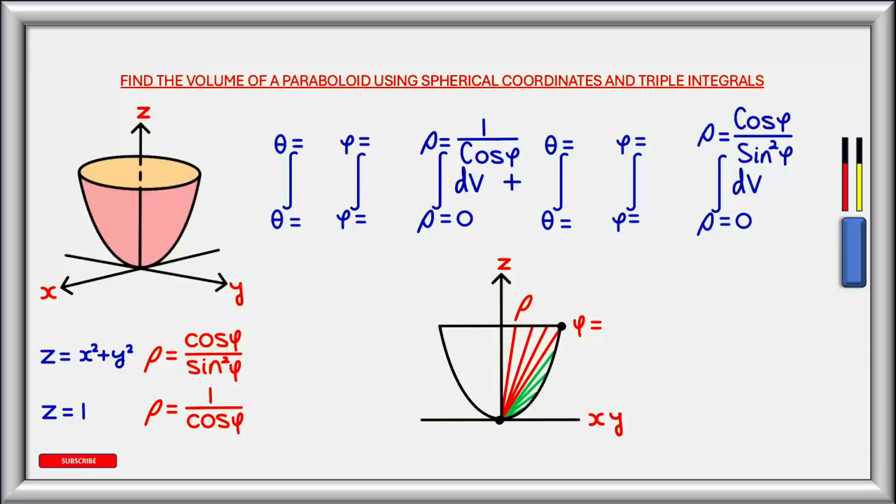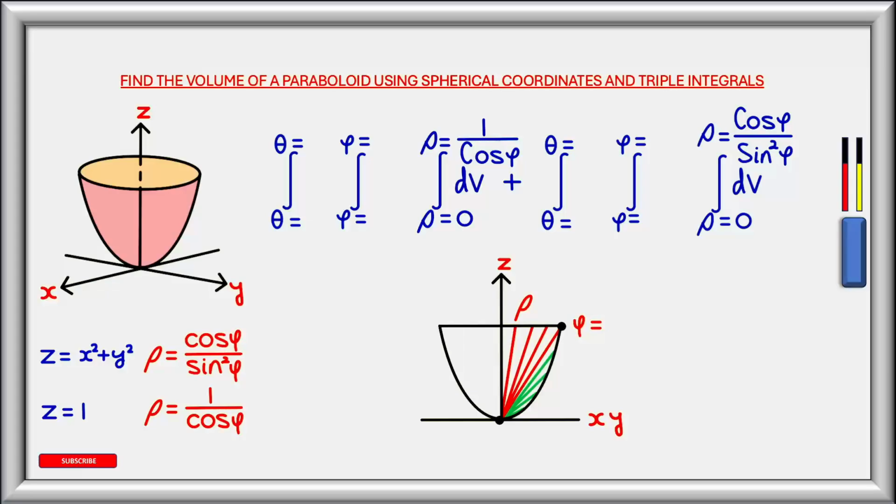Next, let's look at the limits of integration for phi. Phi is the angle measured from the positive z-axis to the line segment connecting a point in the 3D space. We know that phi must be greater than or equal to 0 and less than or equal to 180 degrees or pi radians. And as we saw, phi starts at 0 and its first endpoint is where the upper plane intersects with the paraboloid.